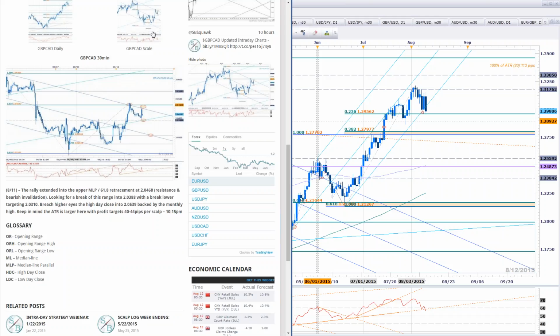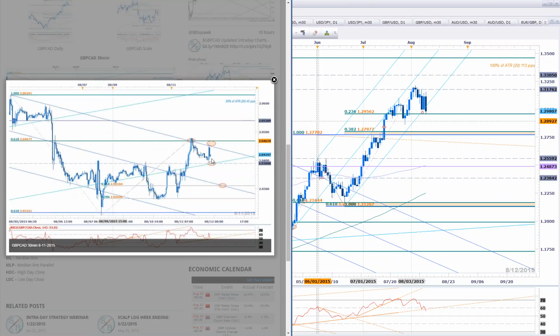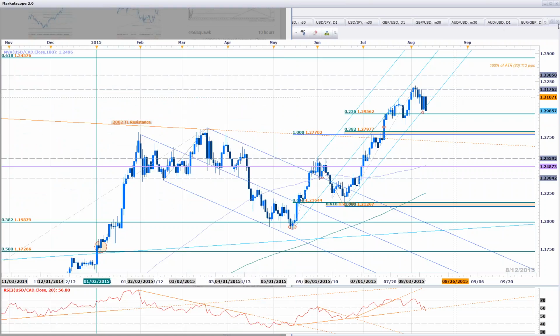Here's what sterling CAD looked like as we came into trade last night. This is post the China release. And post the release, it was right at support, a median line off the lows. And you saw that rally right into the upper median line parallel, the 618 retracement of the weekly range. And that's where we held. Here's what sterling CAD looks like on the intraday.